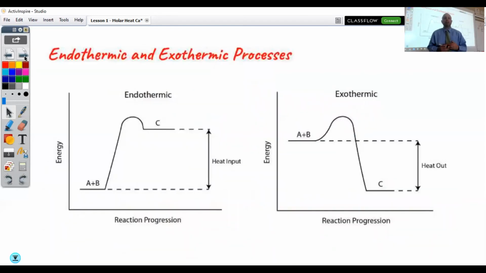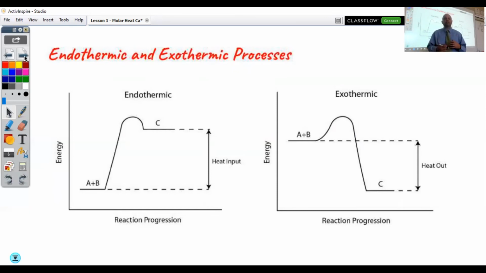We're going to start by looking at two different directions that heat can go in a chemical reaction, either into the reaction, allowing it to occur, or heat could be given off as a result of a chemical reaction occurring. Think about a combustion reaction and the burning of gasoline. That releases a tremendous amount of heat. That's an example of an exothermic chemical reaction, because heat is leaving the system.